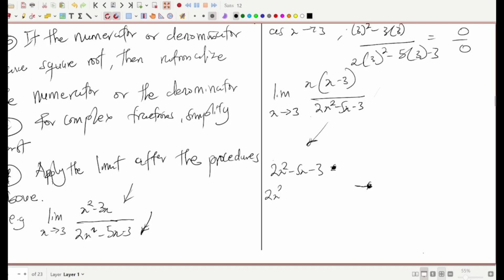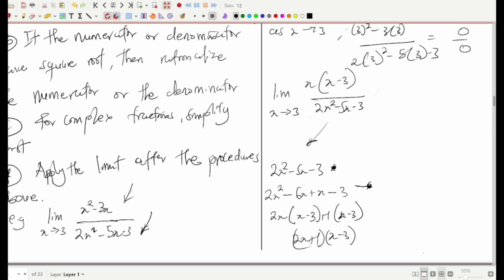It will be 2x squared minus 6x plus x minus 3. So you realize the factors are what? Negative 6x and x, right? Negative 6x and x. So here, factorizing, we end up with 2x out, x minus 3 plus 1, x minus 3. So 2x plus 1, x minus 3. So these are the factors of the expression 2x squared minus 5x minus 3.